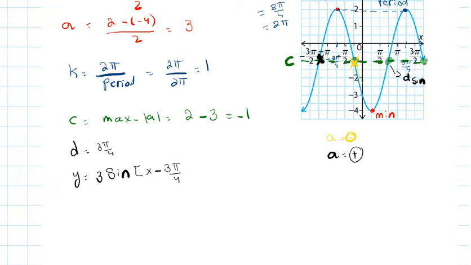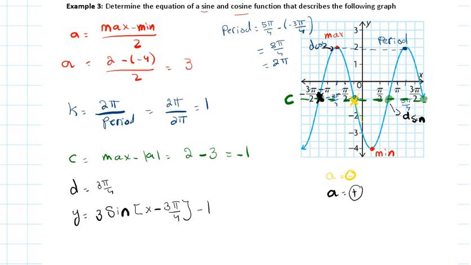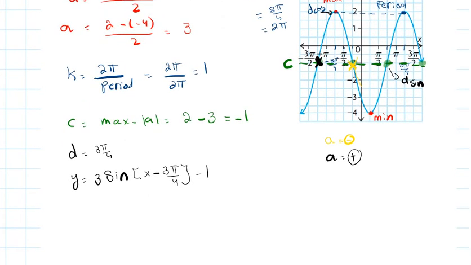For cosine, you're going to have to pick to start at a max or at a min. So let's say I picked here for cosine. So y equals 3 sine, again, because I'm starting at the max, then it's going to be positive. And then, sorry, it's going to be cosine.